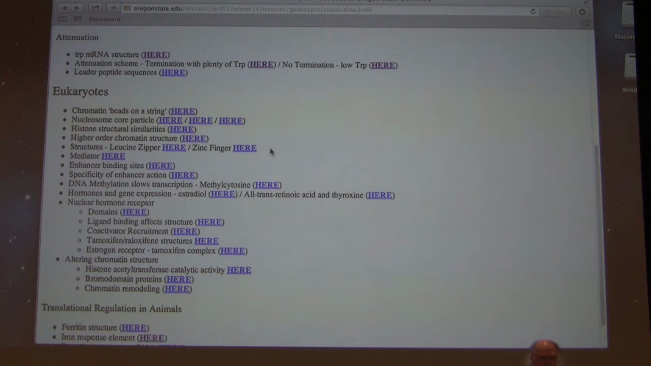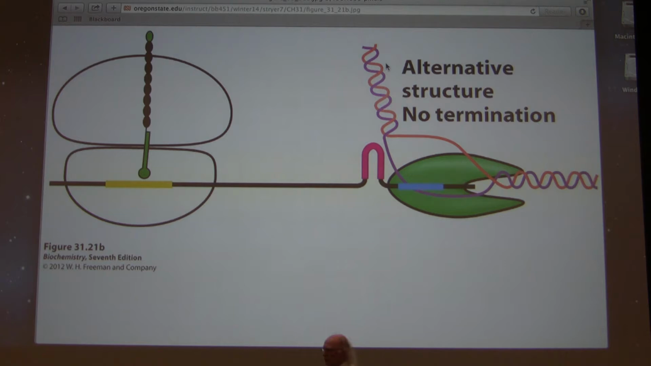Okay. On the other hand, when tryptophan is not very abundant, the ribosome gets to those two tryptophan codons and sits and waits for a transfer RNA containing tryptophan to come into the A site. Because it waits, there's a gap that forms between the ribosome and the RNA polymerase, and the terminator sequence does not get a chance to form. Instead, the anti-terminator forms very readily. The anti-terminator stops termination, which means it allows the RNA polymerase to continue to move. And so the RNA polymerase goes along its merry way and finishes synthesizing the entire operon.